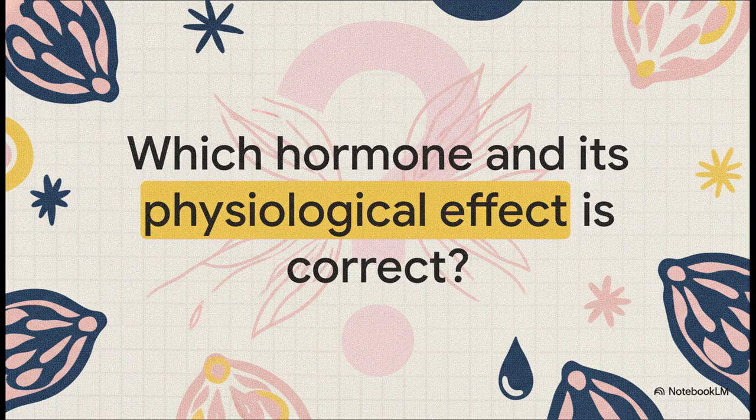Which of the following pairs of hormones and their specific physiological effects on the breast is correct? A. Estrogen is responsible for lobule development. B. Progesterone initiates ductal development. C. Prolactin is responsible for milk letdown. Or D. Oxytocin initiates contraction of myoepithelium.